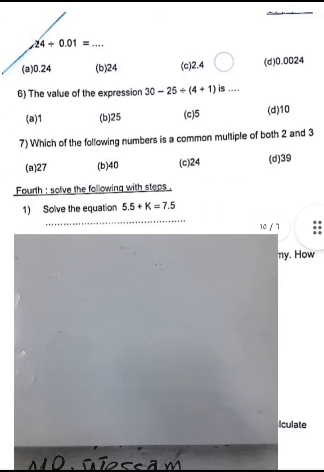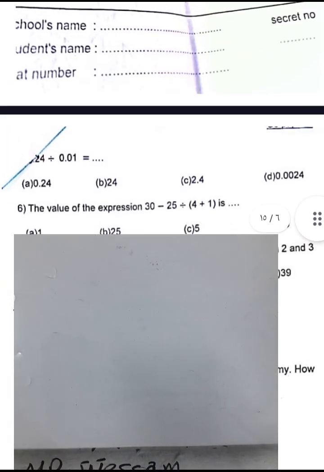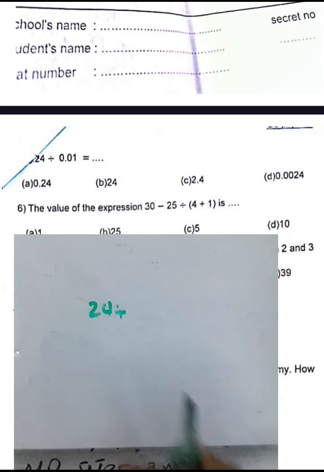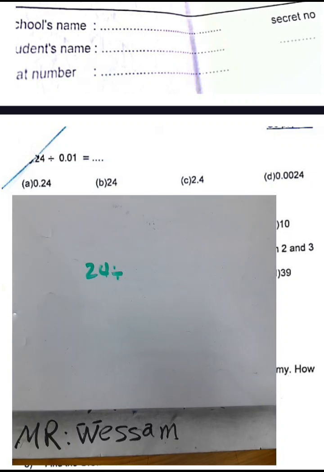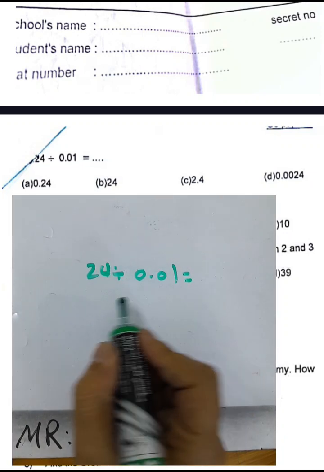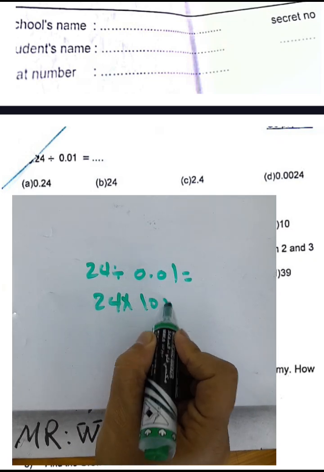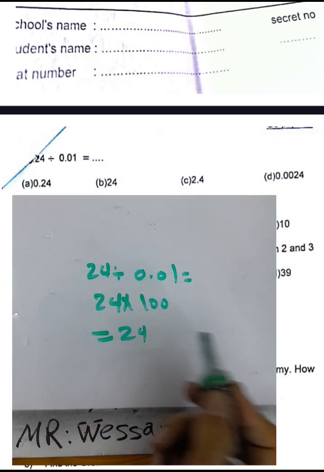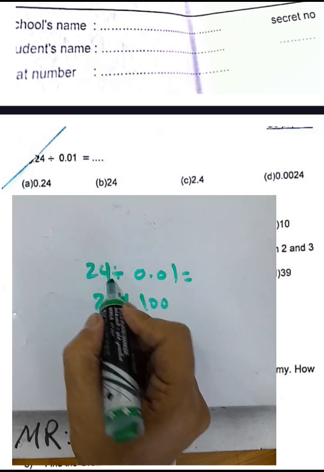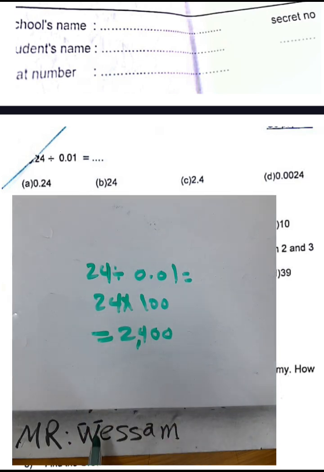Next exam. We have 24 divided by 100, so it will be 24 product by 100. Move the point, we have the point here, okay? Product by 100, put double zero, the result will be 2400.